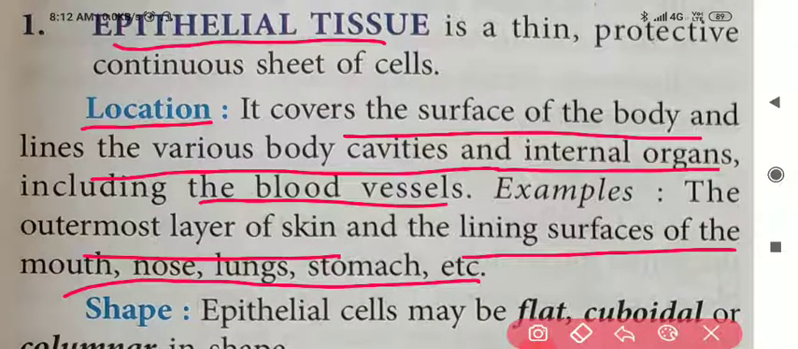Clear? So the epithelial tissue location paragraph you have to write in the notebook. It covers the surface of the body and lines the various body cavities and internal organs, including the blood vessels. Examples: the outermost layer of skin and the lining surfaces of the mouth, nose, lung, stomach, etc. Clear?